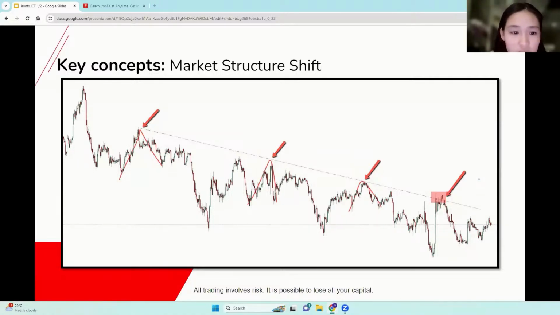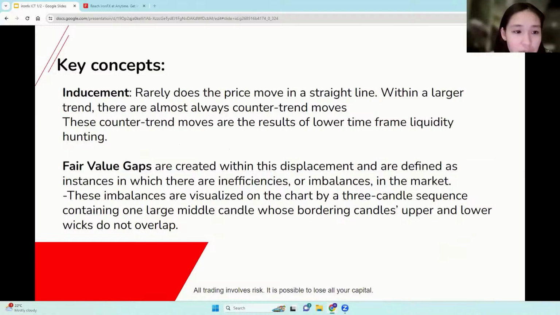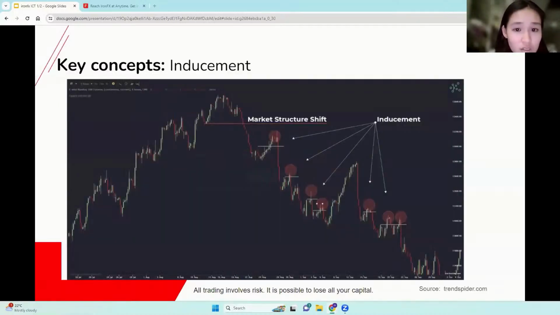Okay. So next key concept we're looking at is the inducement. So rarely does the price move in a straight line. So within a larger trend, there are almost always counter-trend moves. These counter-trend moves are the results of lower time frame liquidity hunting. So let me show you an example.